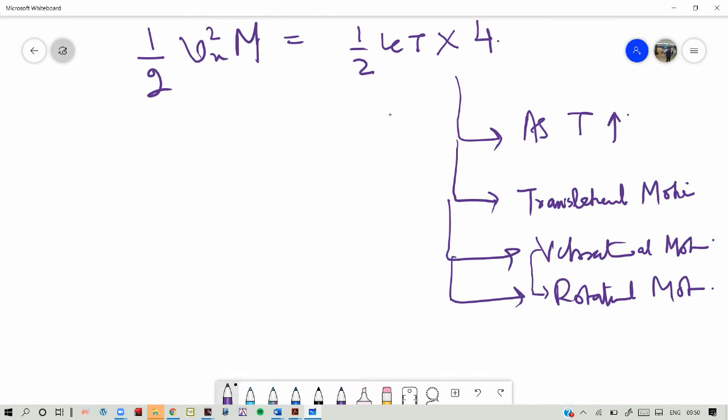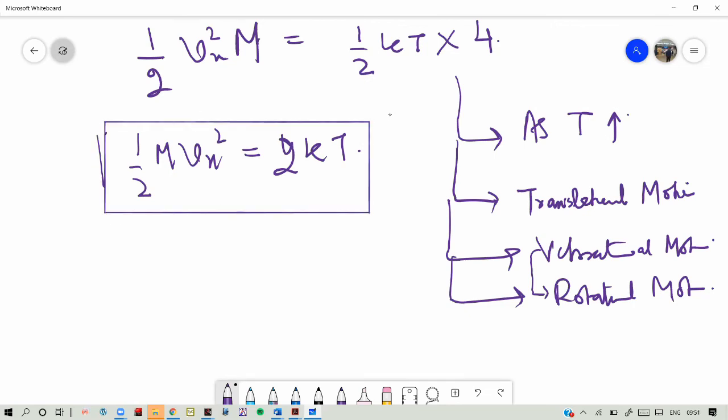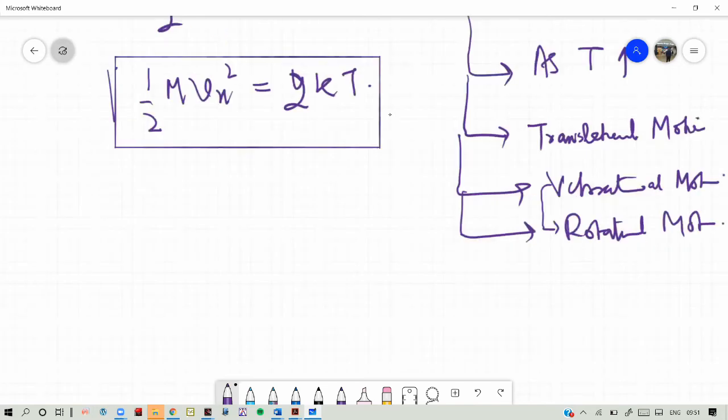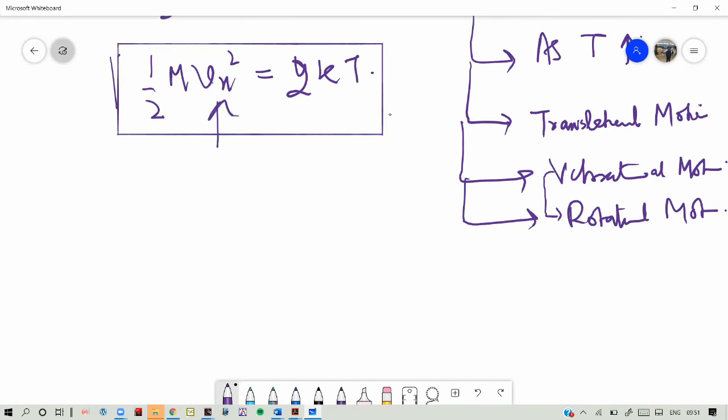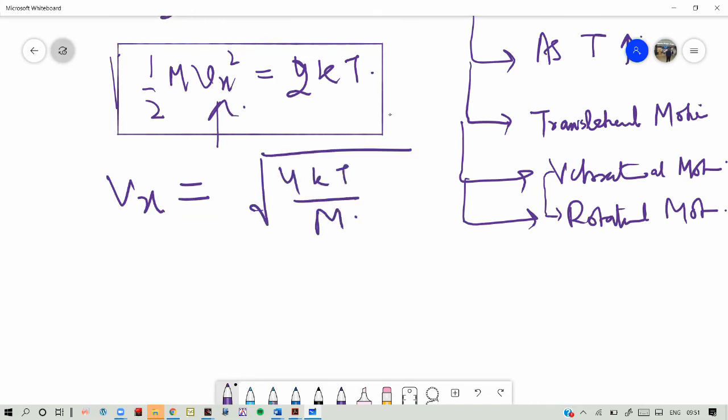So we will have 4 degrees of freedom in this, and from this we will obtain 1 by 2 m Vx square is equal to 2 kT. And it has a higher probability, that silver atom, of falling on the hole through which it is emitted because of that very high temperature. So if we calculate Vx from this equation, it is the square root of 4 kT divided by m.